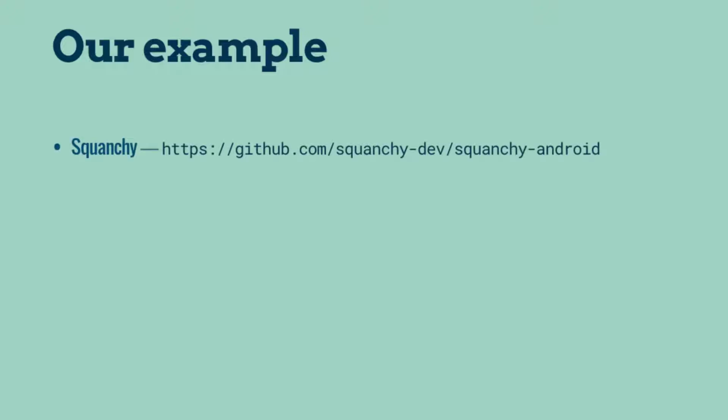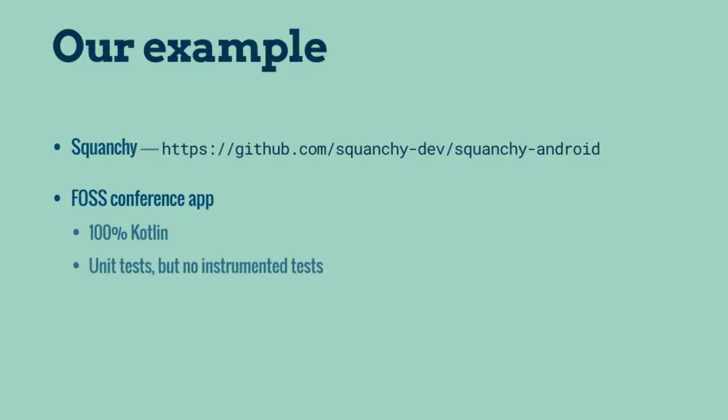For our example, we're going to be looking at the code of Squanchy. Squanchy is an open source project that I'm contributing to. It is an open source conference app that is written 100% in Kotlin and has unit tests, but doesn't have instrumentation tests, mostly because instrumentation tests are a pain to set up, especially on CI, and we never had the time to. We want to, but we haven't had time to. So if anyone wants to contribute any, you're welcome.